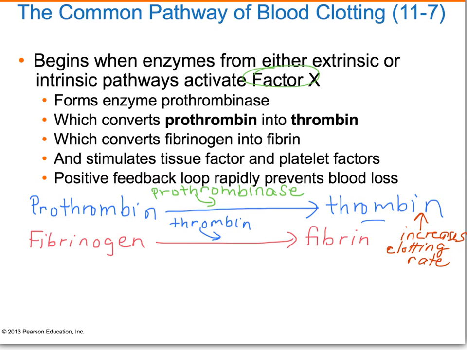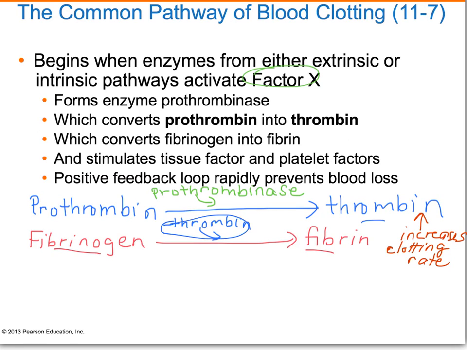long threads of fibrin. And remember, the major event in blood clotting is the conversion of fibrinogen into the insoluble plasma protein fibrin. And I've written this out here already for us to follow along with, to show you that fibrinogen is converted into fibrin, and that was done with the help of thrombin, and that thrombin was made because of the prothrombinase, which converted prothrombin into thrombin.